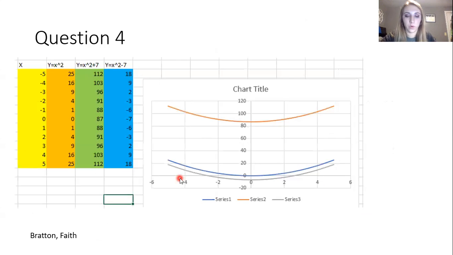Okay, for question 4, it says, show and explain the graph of each of the following functions and describe the similarities and differences in relations between the graphs. For mine, I used the equations that are given right here. I did negative 5 to 5. You can use any number to plug in. This is just the range I use.